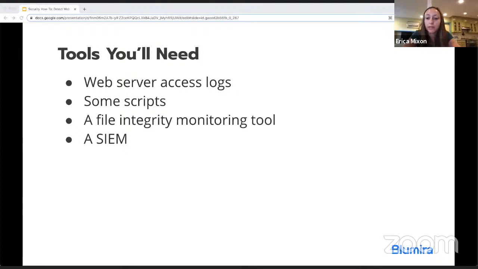Two really important things to have that a SIM can help with when it comes to web shell detection. And Brian, you talked to me earlier about a web shell that was detected in a previous job that you had that was around 6 to 7 years old. Can you tell me just a little bit about that?